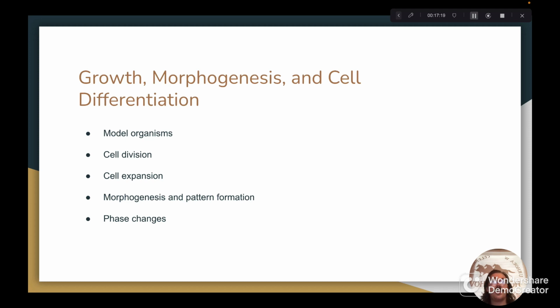Morphogenesis and pattern formation. What is pattern formation? Pattern formation is the phenomenon by which specific bodily structures develop and grow in specific places every time. So you never get certain tissues in certain places, and you always get them where you do want them. There's a couple bases for the hypotheses surrounding pattern formation.